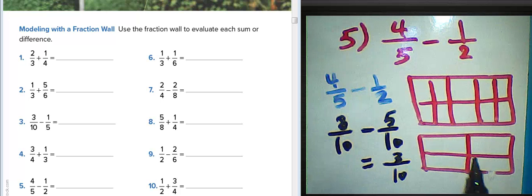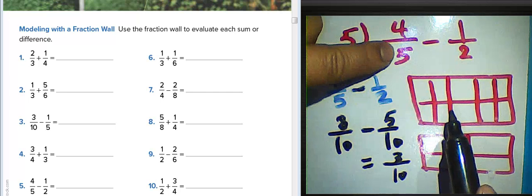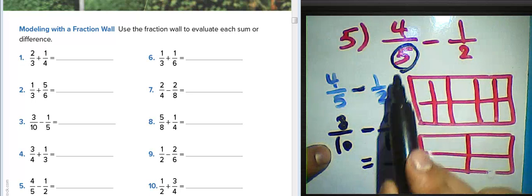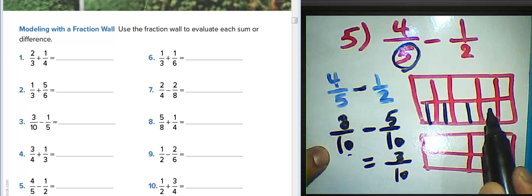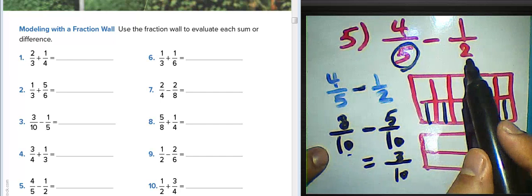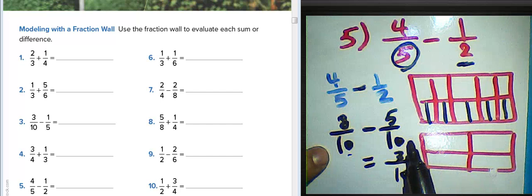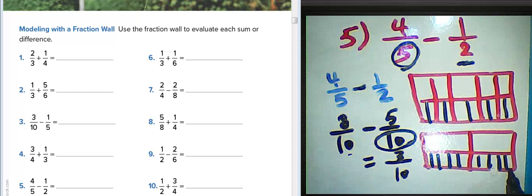And then what must we do here? This part 5, it will be 10. Ask yourself, 5 converts to 10 by multiplying by 2. So we must divide each part here into 2 parts equal in area. And ask yourself, 2 converts to 10 by multiplying by 5. So we must divide this part into 5 parts. 1, 2, 3, 4, 5.